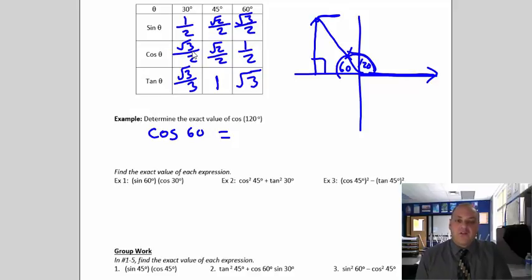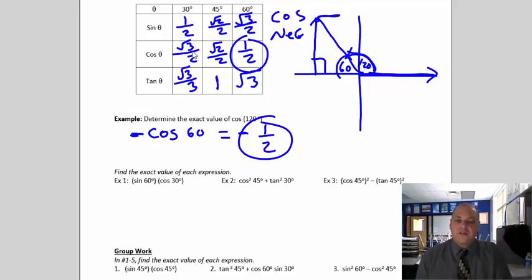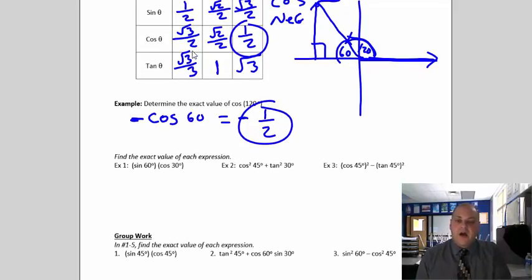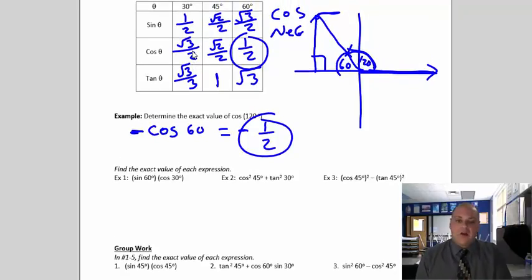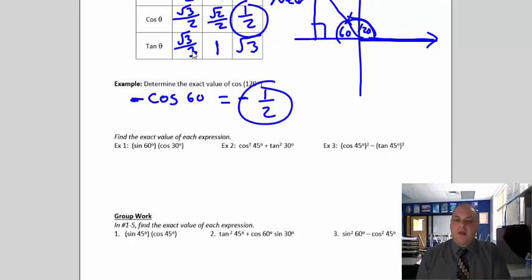And I'm in the second quadrant where cosine is negative. Okay, cosine is negative. So it's negative cosine of 60. So it's going to be negative 1/2, because it's negative cosine 60, and cosine 60 is 1/2. So it's negative 1/2.